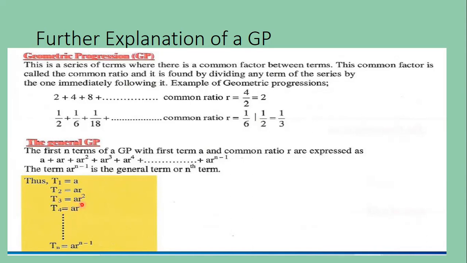All right. So this pattern, as we are ascending in the position of the terms, we are reducing the power in R by 1. So T4 is going to be A, the first term, times the common ratio to the power 3. T5 is going to be A times R power 4. We are reducing the R by 1. So T7 is going to be A times R power 6.